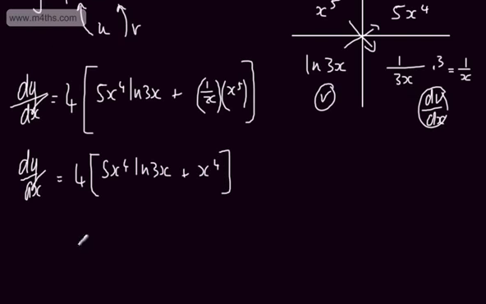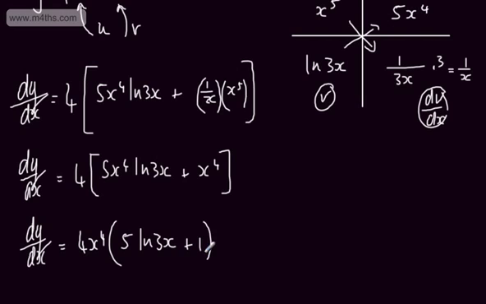And again, we can factor this. So let's go ahead and factor that. So we've got dy by dx will be equal to 4x to the fourth. Taking the common factor of x to the fourth out, that will leave me 5 natural log of 3x plus 1. And that's now factored.